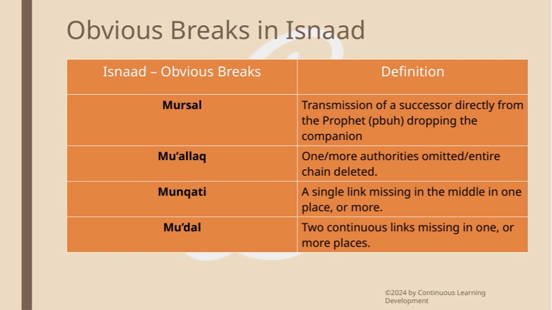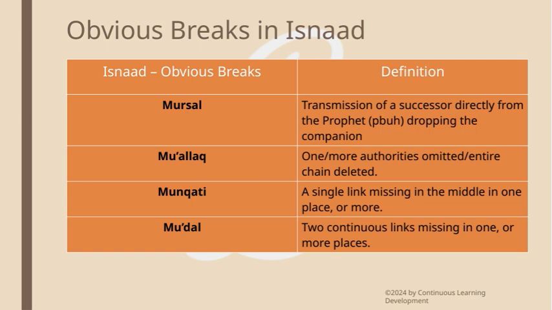First, we have the mursal. This happens when a successor transmits a hadith directly from the Prophet, peace be upon him, dropping the companion who actually heard it from him. It's like skipping a step in the chain, which can sometimes make the hadith less authentic.